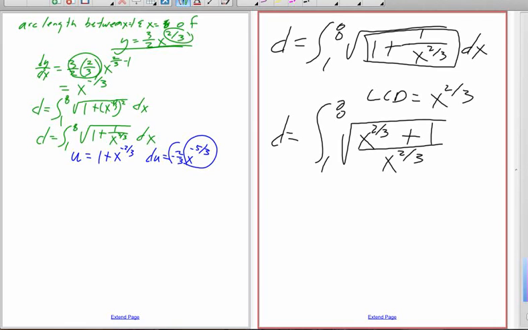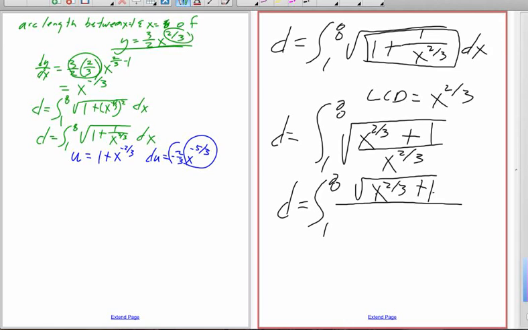Now remember, I told you could split these up. So it's going to be the integral from 1 to 8, and you'll see why this is slick in just a bit. It's going to be the square root of x to the 2/3 plus 1. And no, you cannot take the square root of both of these. Will be over the square root of x to the 2/3. However, something nice is going to happen in the bottom.